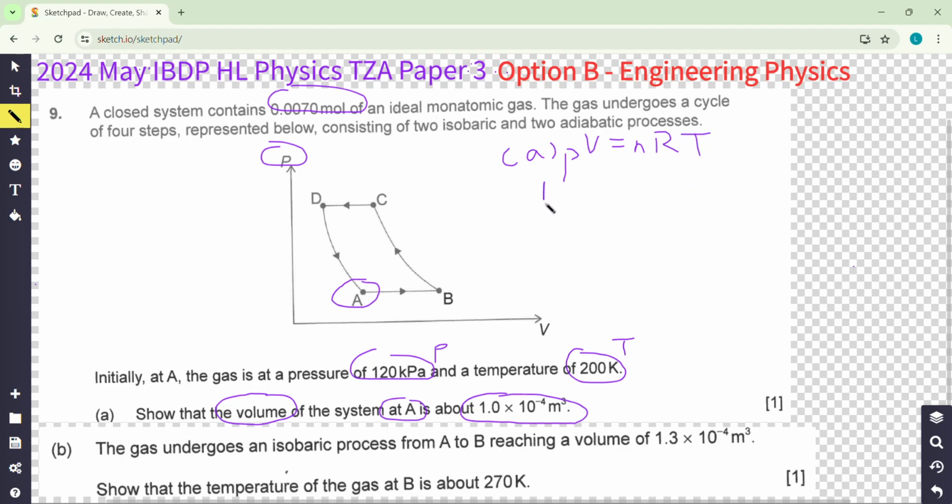Pressure is 120 kilopascals, remember SI units, and the volume is unknown, and then n is 0.0070, and then R is 8.31, and then 300 K. Remember, it is a show question, so you need to write down the more accurate volume first. Don't just write this one. You have to do the calculation. So work hard.